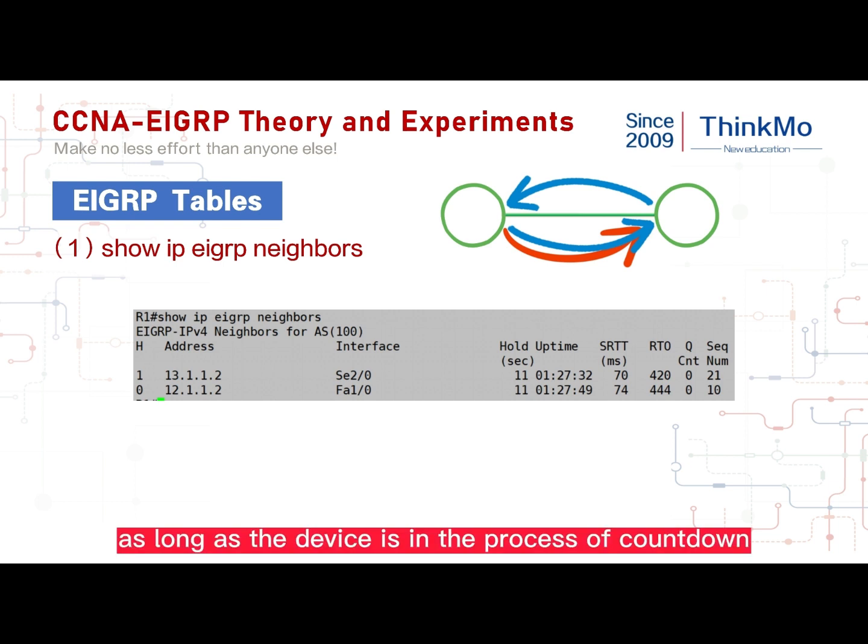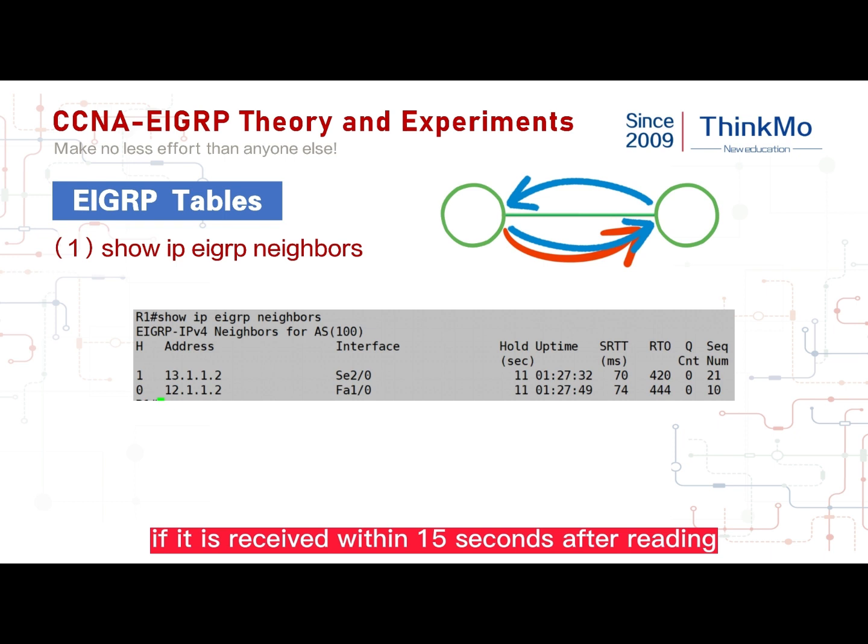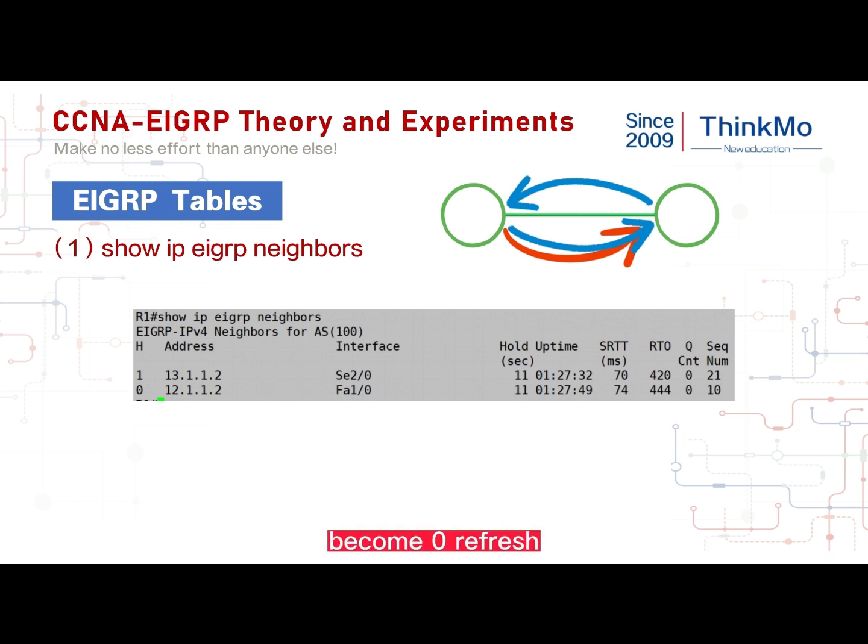As long as the device is in the process of counting, if a hello is received within 15 seconds, it becomes 0. Refresh, becomes 0 again, refresh again. It's like a timer, just timing. Count from 0, and stop when the timer reaches 15.